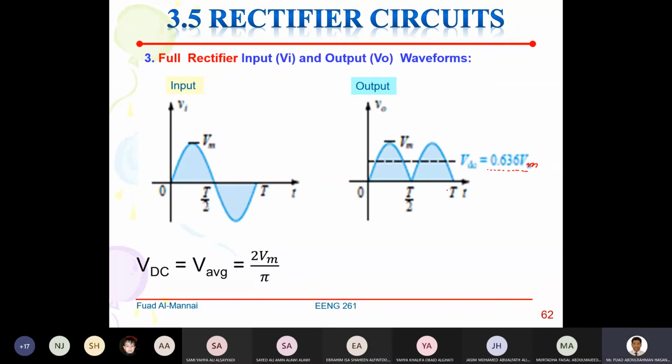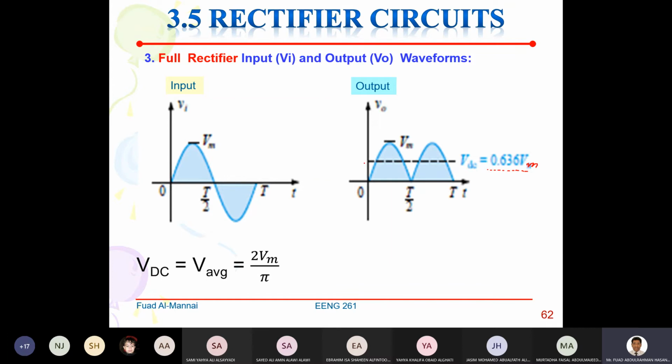If we want to calculate the VDC or V average, and V average in this case is drawn like this, right? Okay, this is for full cycle. This is the input and this is the output. Okay, so the input is sine wave, the output will be unidirectional, we call it. Okay, because it's not really sine wave, it's just like humps. Okay, like that.